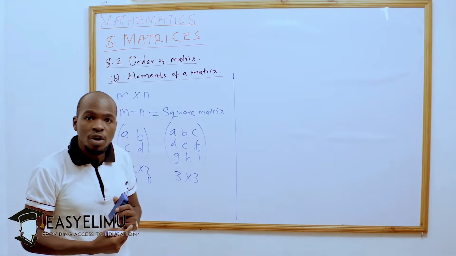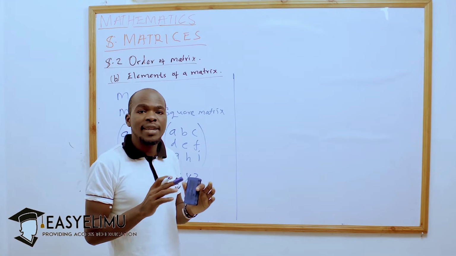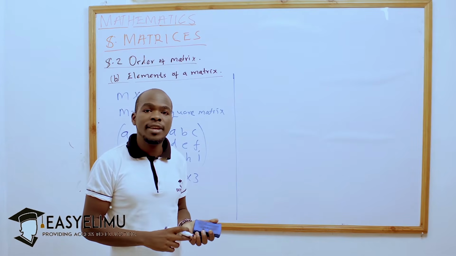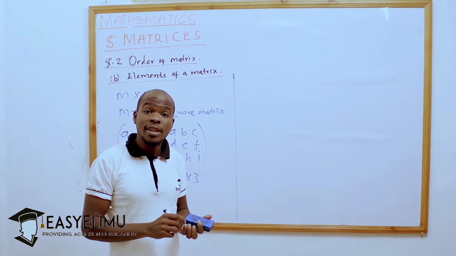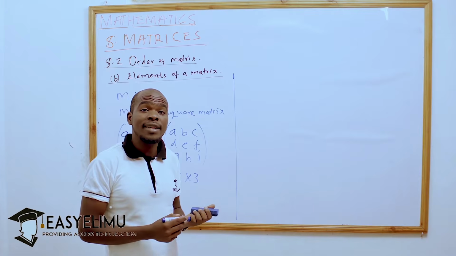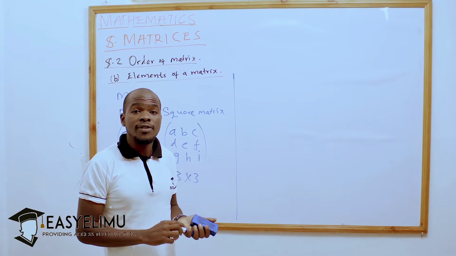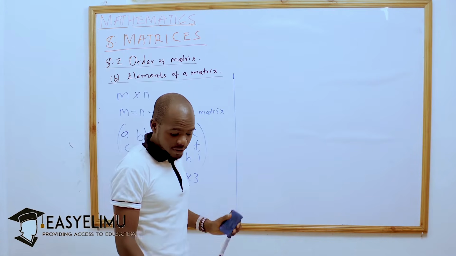The same way, we can have a matrix which has zeros as the elements of that matrix. Everything in that matrix is 0. That matrix is referred to as a null or zero matrix.